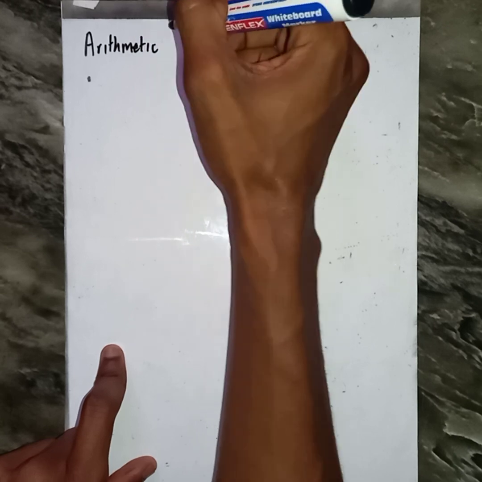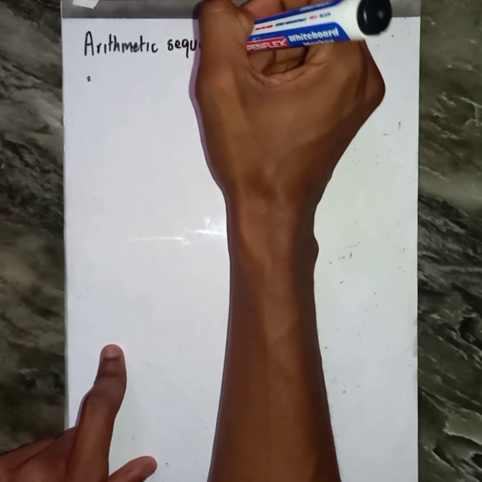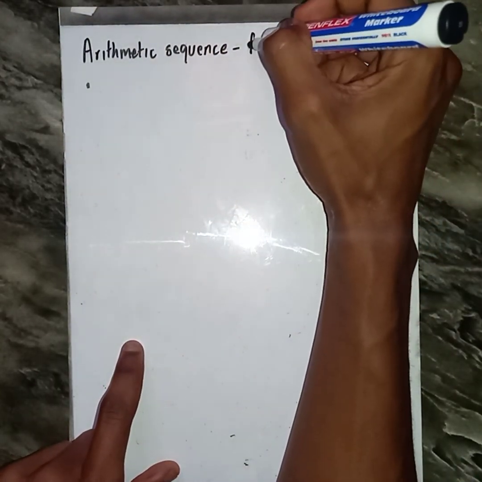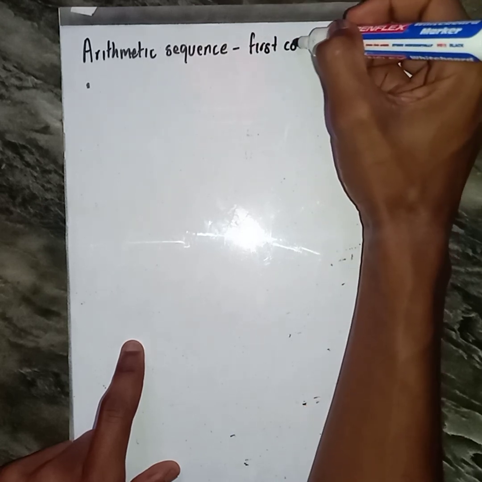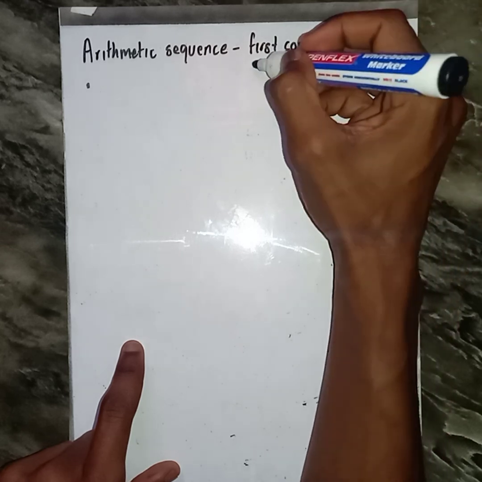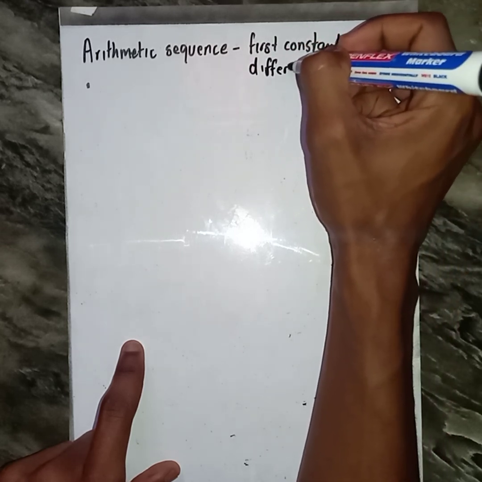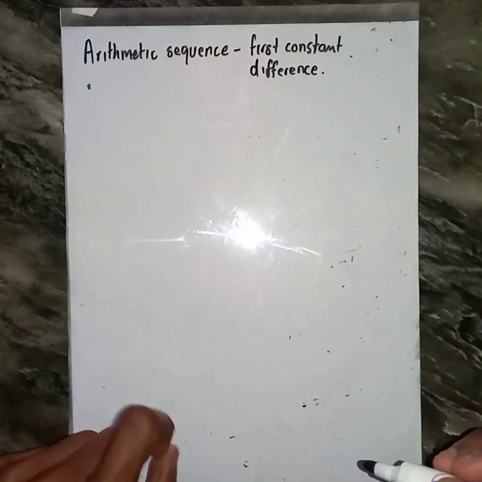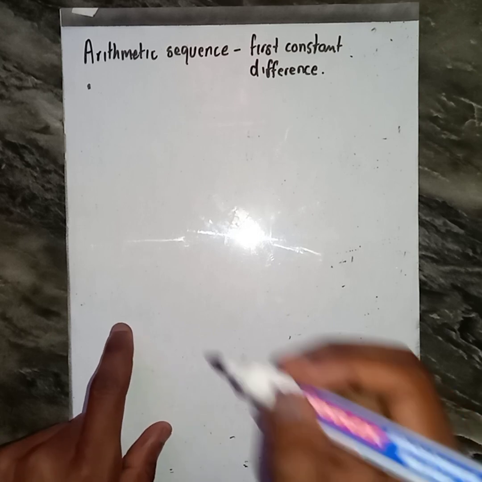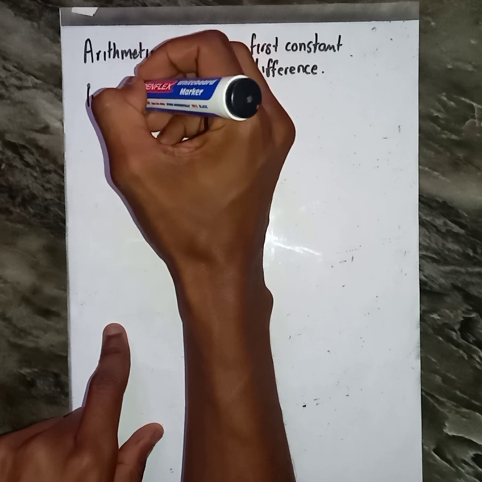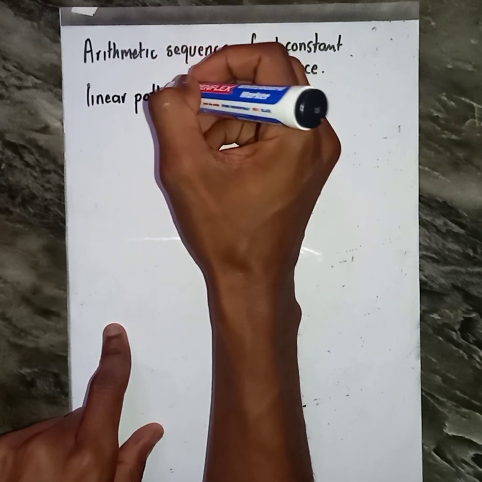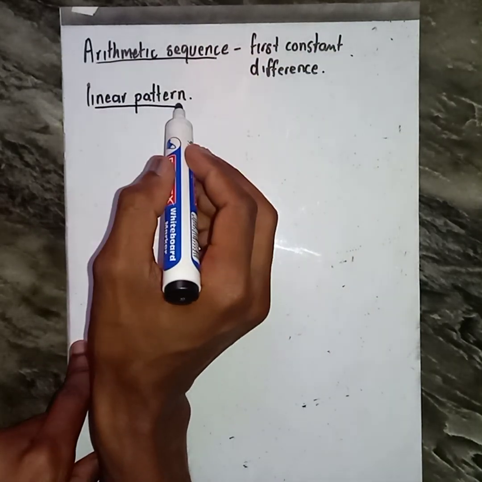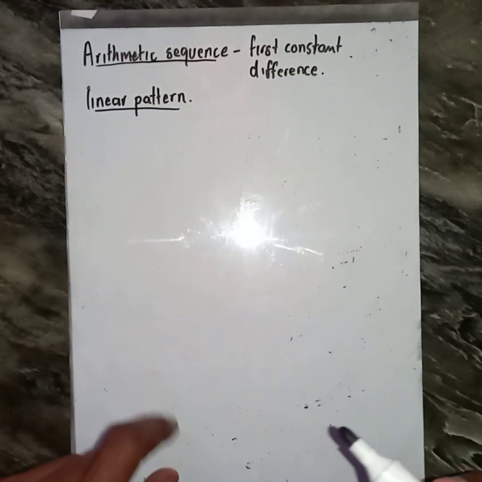Do you still remember last time we were doing the arithmetic sequence? We said that this has to do with the first constant difference. We said that the term arithmetic sequence has to do with the first constant difference. Bear this in mind: the linear pattern is a synonym to the arithmetic sequence. These two terms mean the same thing.